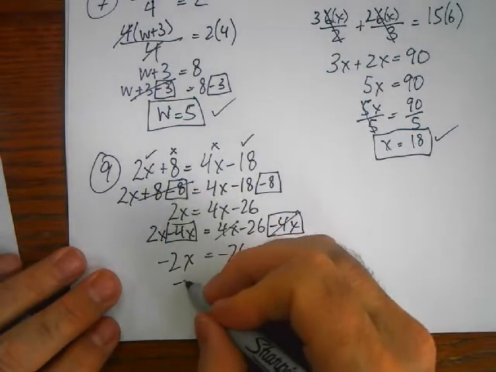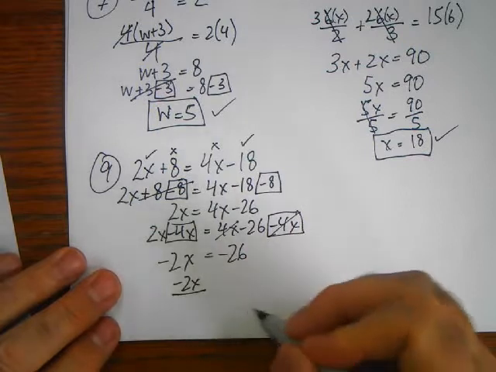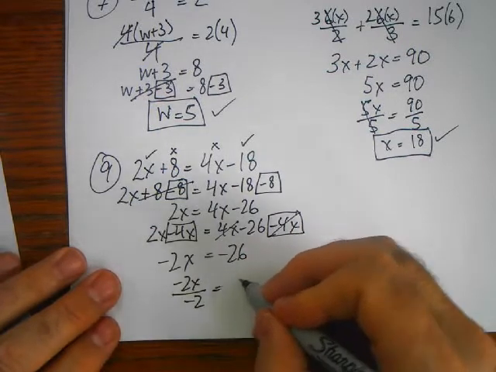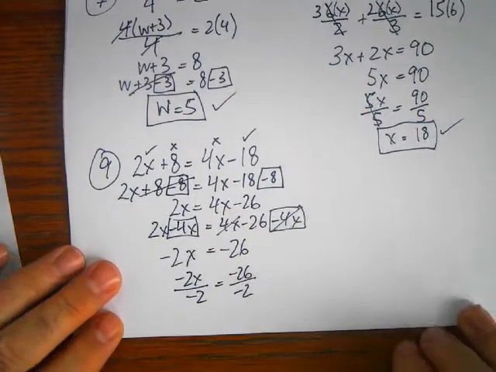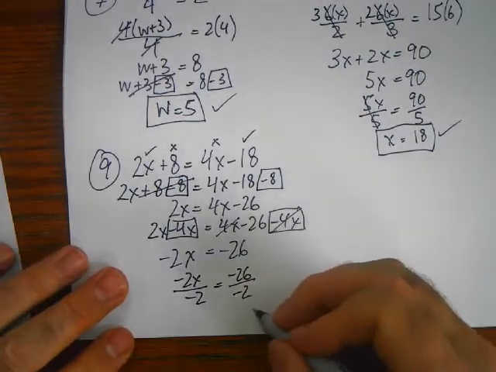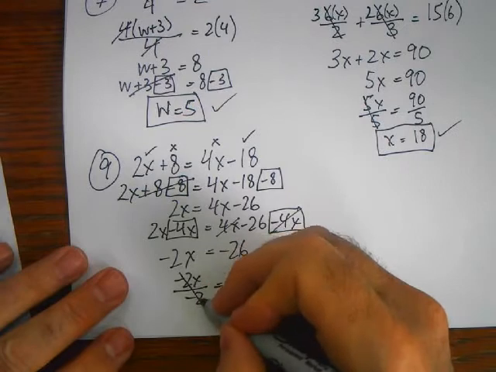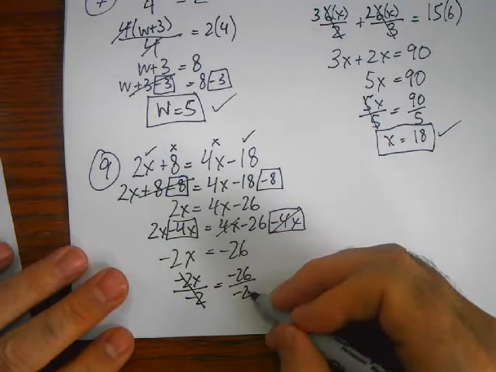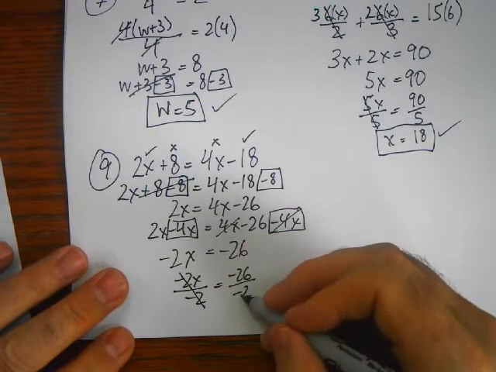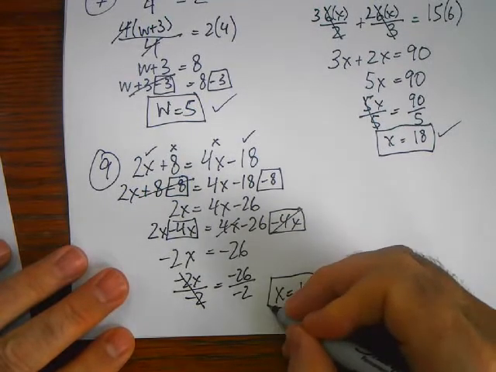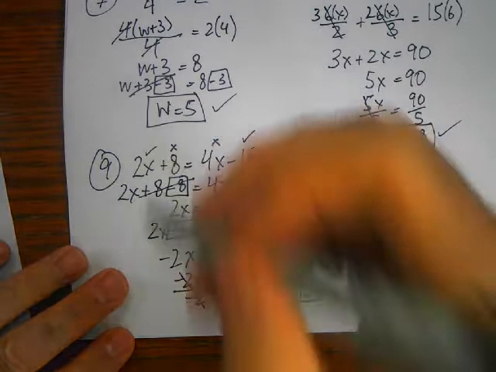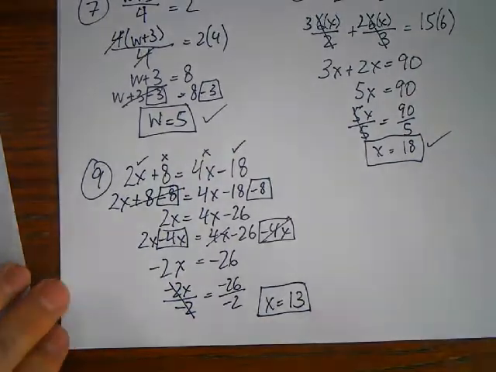So now when we get rid of the negative 2, we have to divide by negative 2. I'll just put my answer over here, so those two cancel out. Negative 26 divided by negative 2. Negative divided by negative is positive, so x equals 13. And again, you could check that by plugging it in. I'm fairly confident it's right.